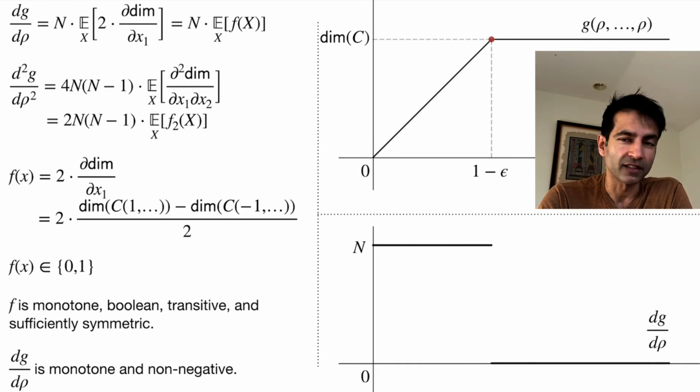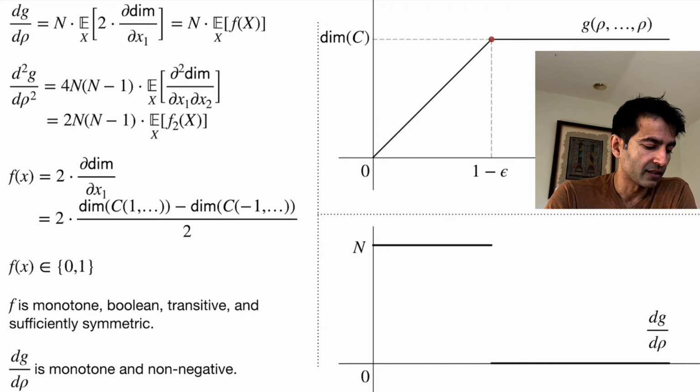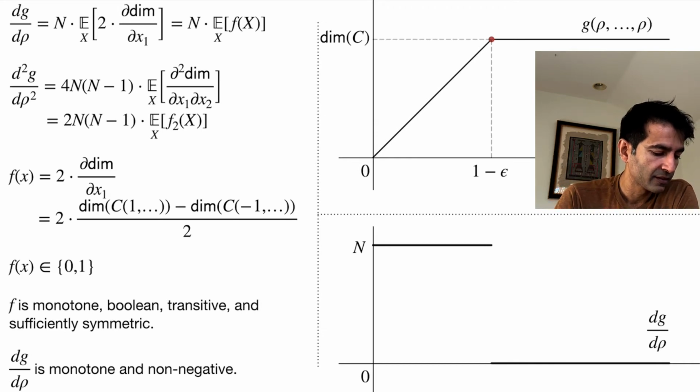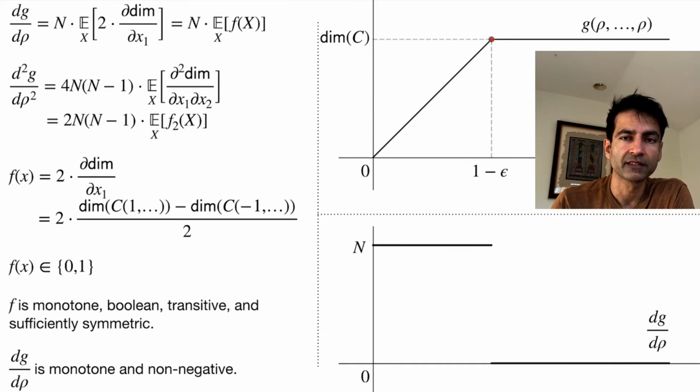And now let's really push this to see what it says. Let's try to understand the partial derivatives of the dimension. So here I've rewritten what I said on the last slide, and I'm going to call this function 2 times the partial derivative of the dimension. I'll call that the function f. So that's a function of x.